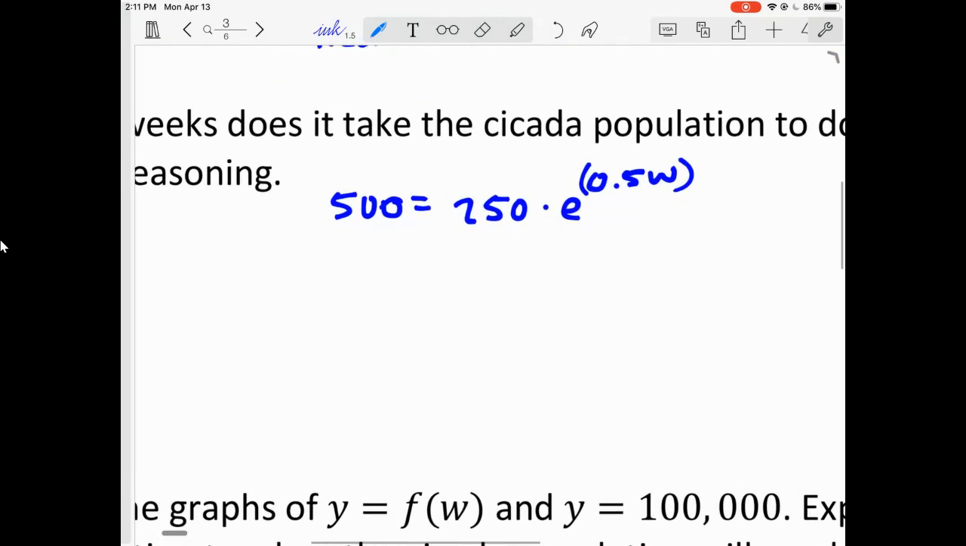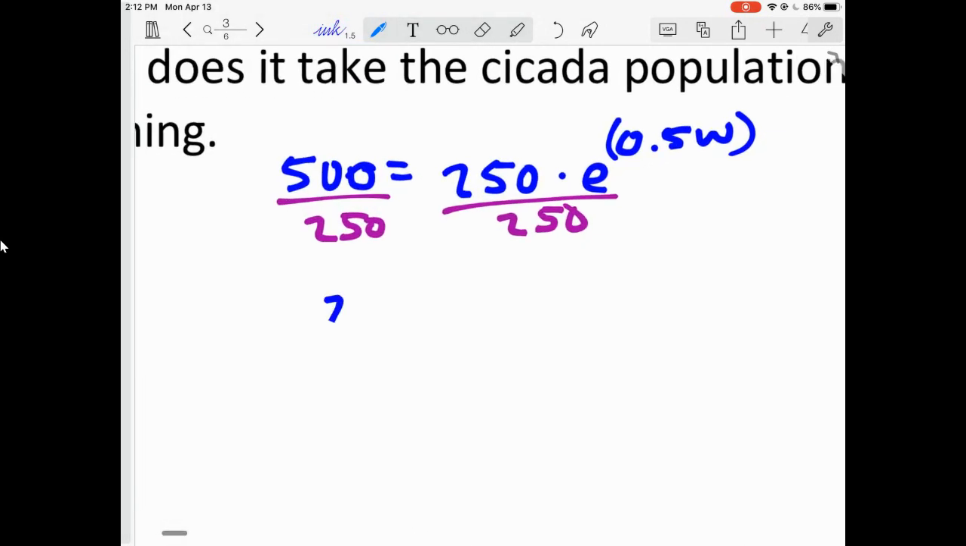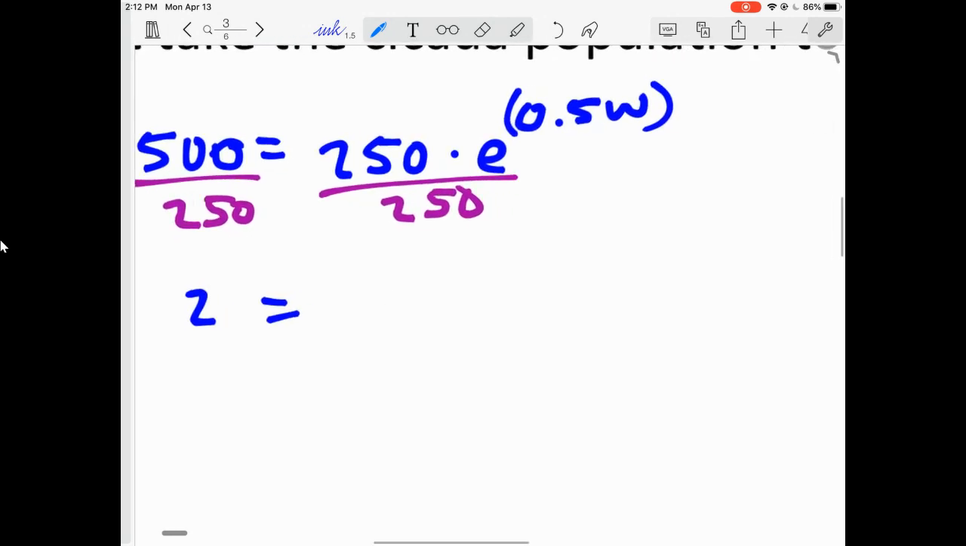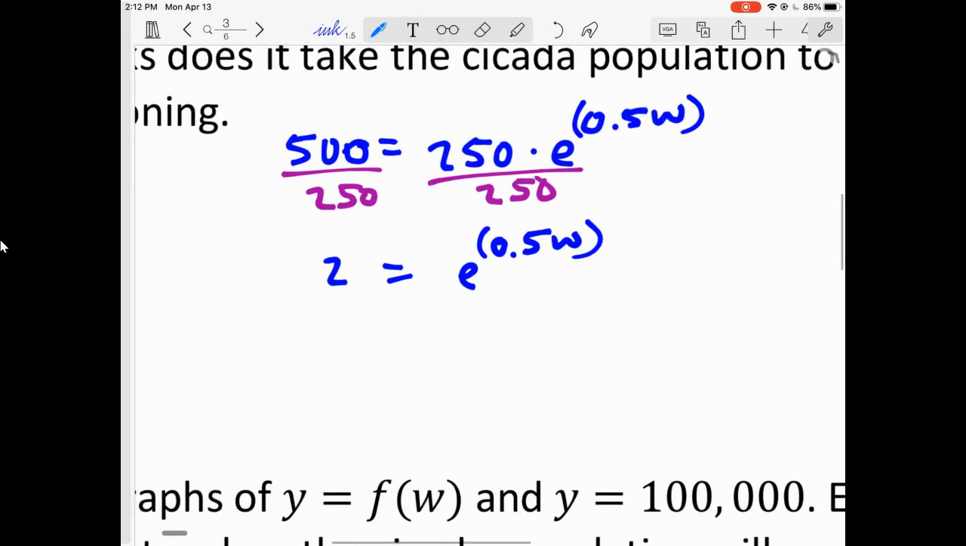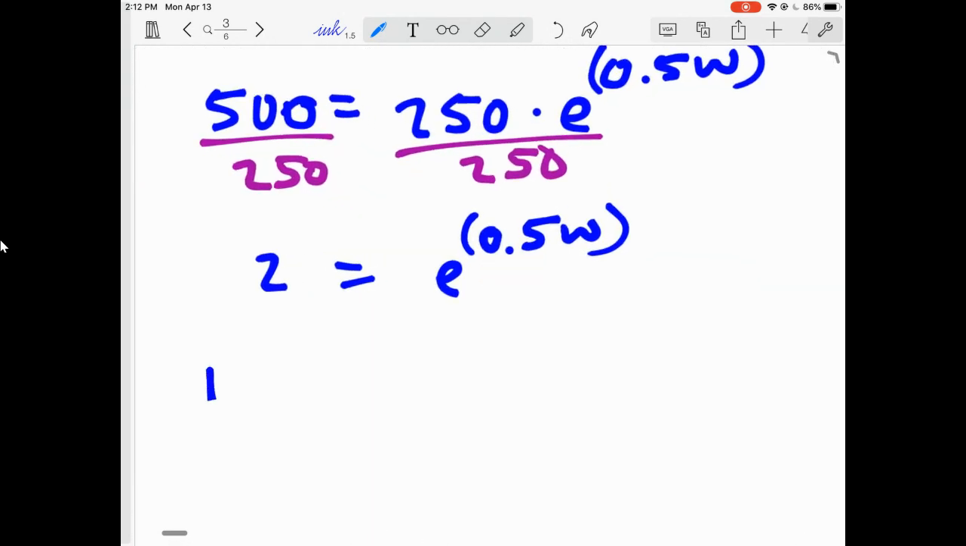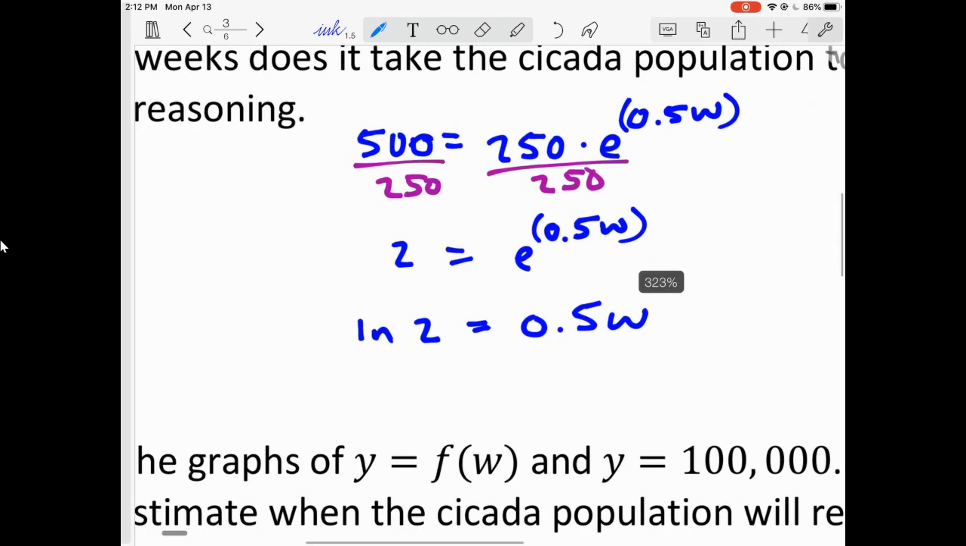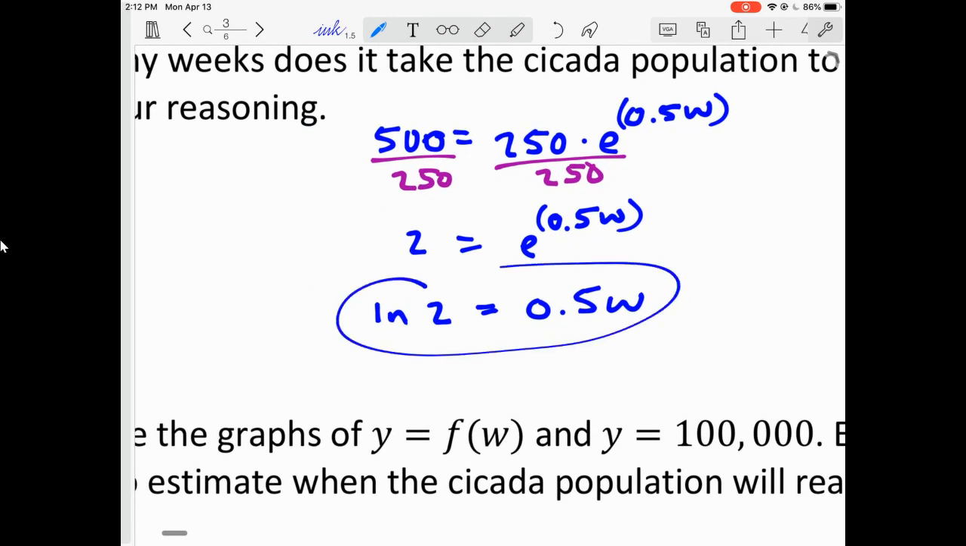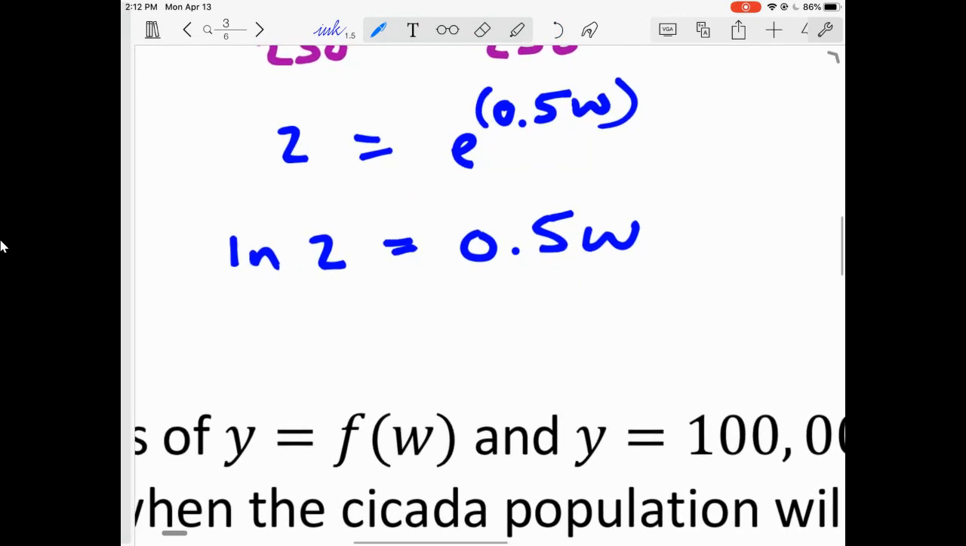All right, so solve this equation. We can divide both sides by 250. And we get 2. 500 divided by 250 is 2. e to the 0.5 w. Since we have an exponential expression, to solve the exponential, let's write it in logarithmic form. Natural log of 2 is equal to 0.5 w. Last thing, we need to isolate w. So let's just divide both sides by 0.5.